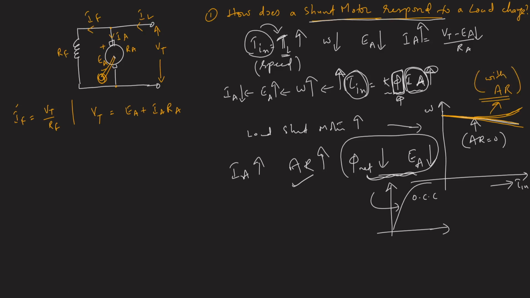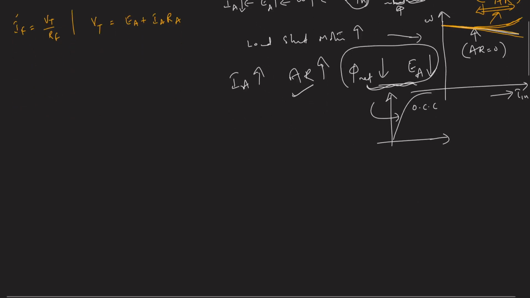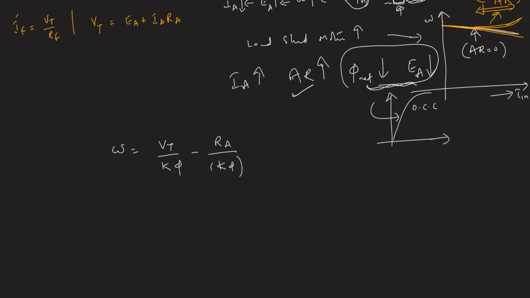Now why does this rise in speed take place with the increase in the load torque? That is what we have derived in the equation. What is that equation? Omega is equal to Vt by K phi minus Ra by (K phi) whole squared into tau induced. I derived this in the last class.